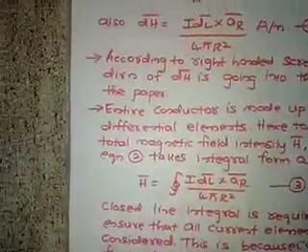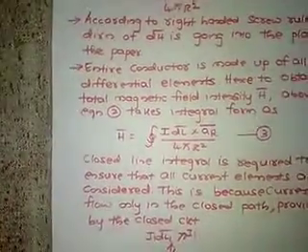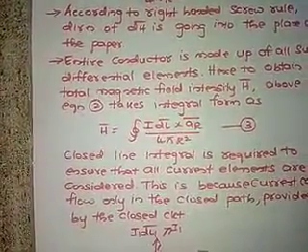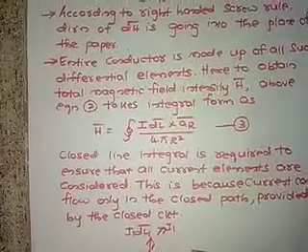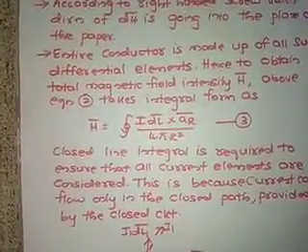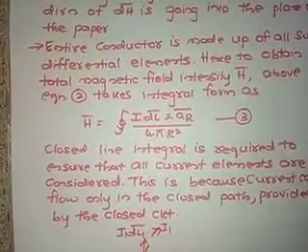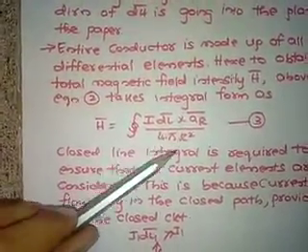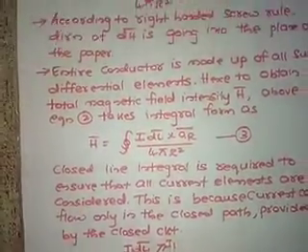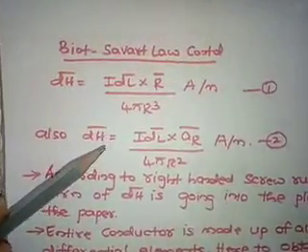The entire conductor is made up of all such differential elements. So if we want the total magnetic field intensity, we have to take the integral of all the elements. So H bar is equal to the closed integral of I dL bar cross aR bar divided by 4 pi R square. We have to integrate the previous equation.